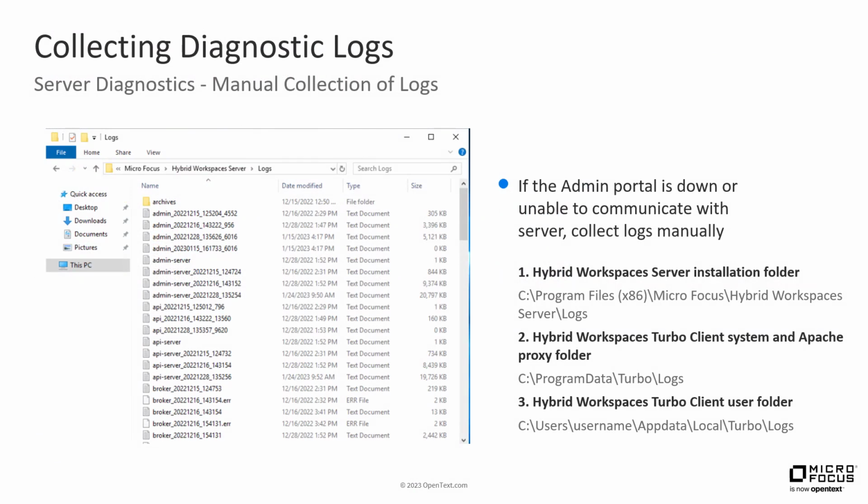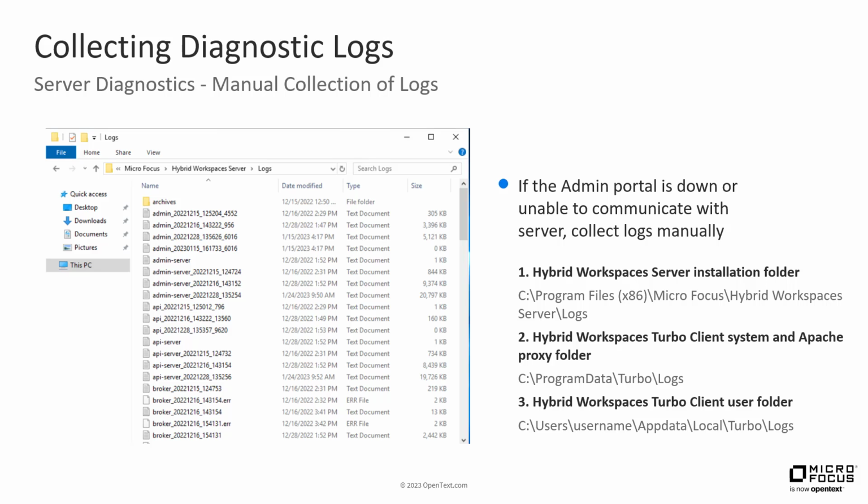If the admin portal is not accessible to the server administrator, you can manually collect the logs from their paths. The main logs will be in the Turbo server installation folder under the logs subfolder. By default, this is C:\Program Files (x86)\Turbo Server\logs. For Micro Focus, this will use the Micro Focus folder.